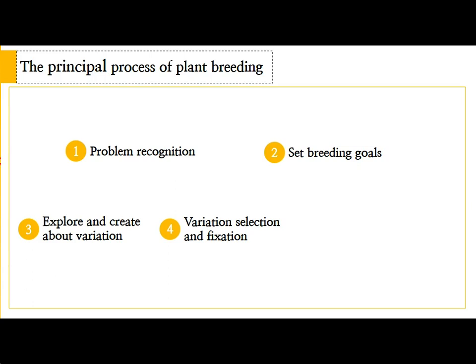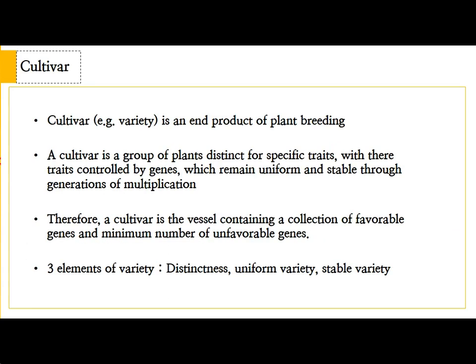If all the above tests are done, you will register the new variety after selection. Finally, the seed of the newly registered variety are produced and distributed to the farmers who can adapt to the new variety. Last, let me talk about cultivar. Cultivar is an end product of plant breeding.